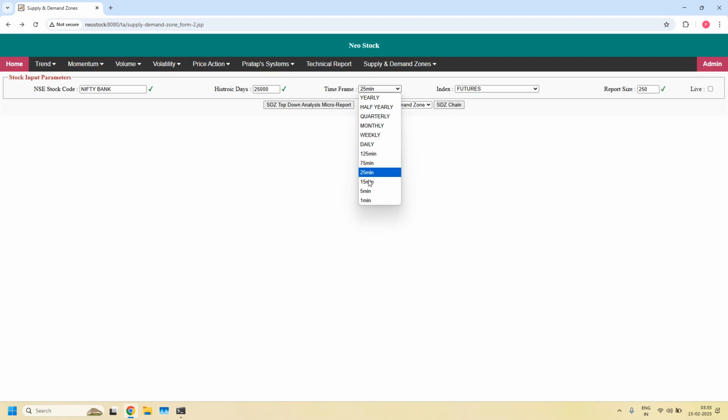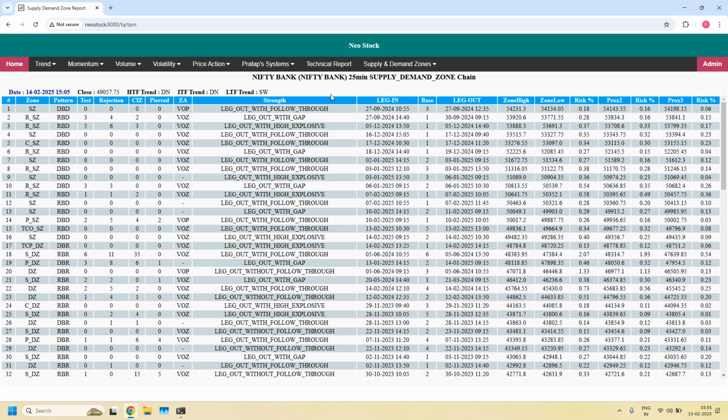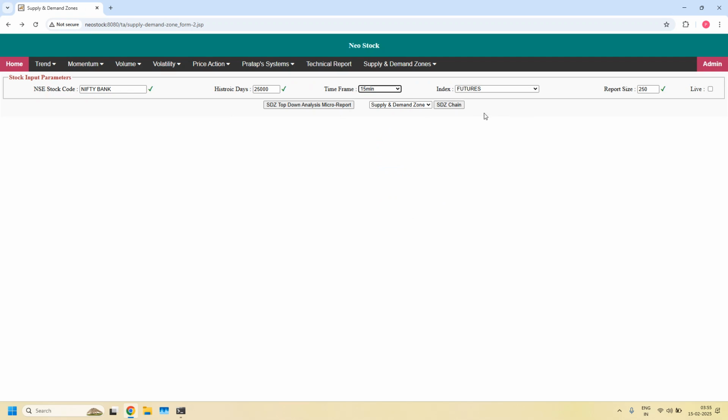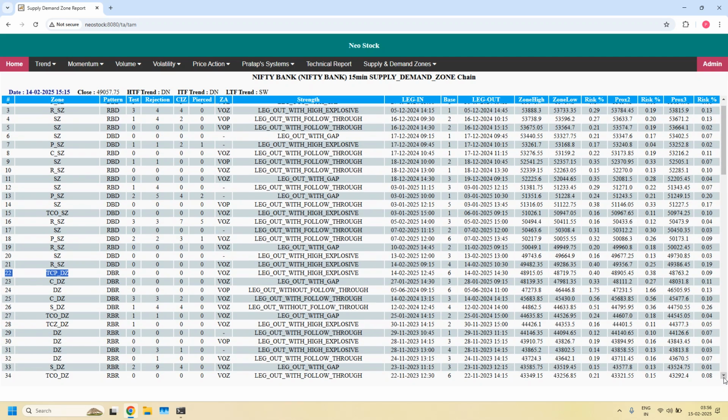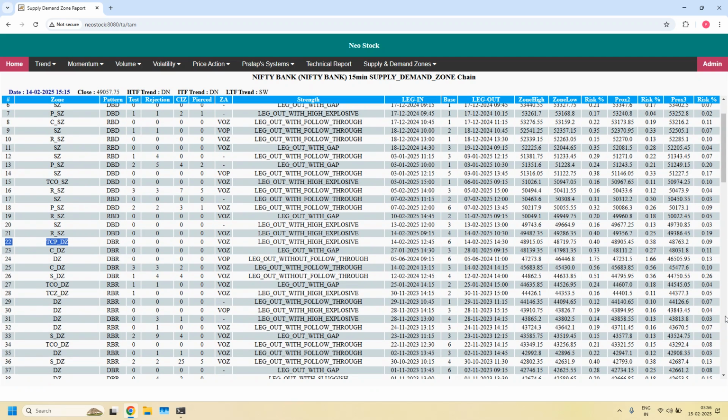Next, but before that, this 25 minute supply demand zone chain, where is the demand zone? 17. So okay, anyway it is in the center, no issues. Next, 15 minutes supply demand zone chain for Bank Nifty. 22 is the nearest demand zone to the closing price. Let me put it in the center. Okay.